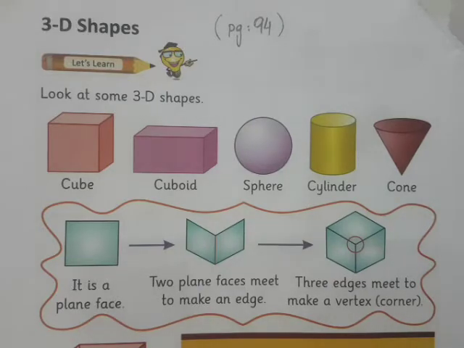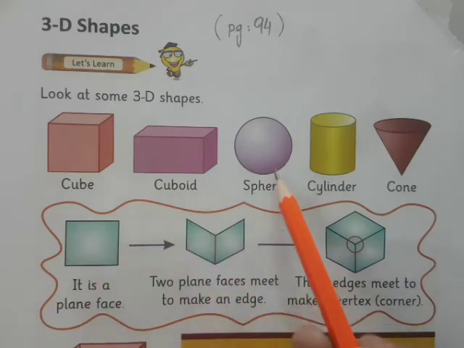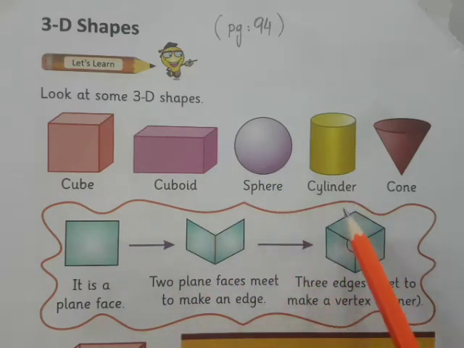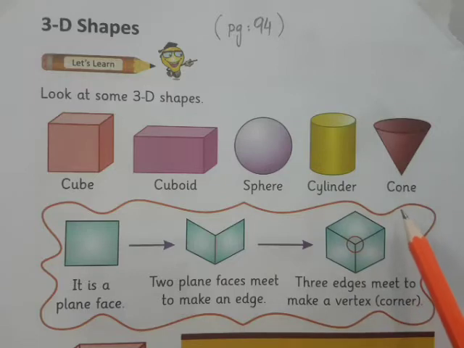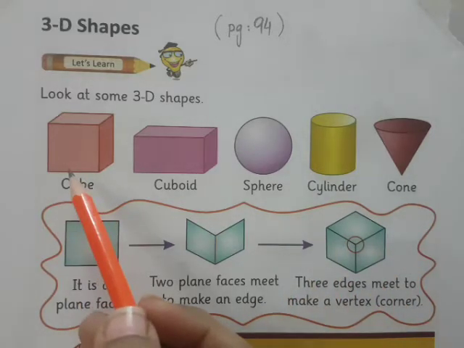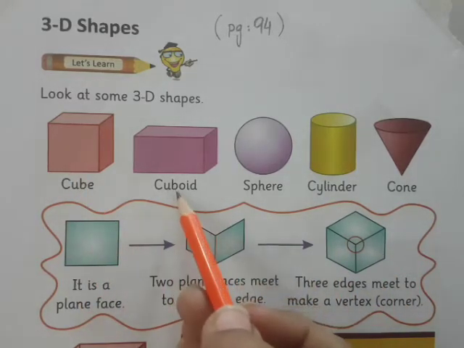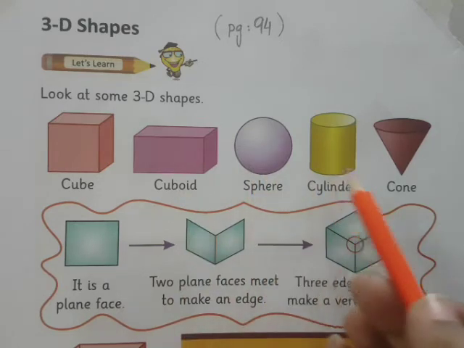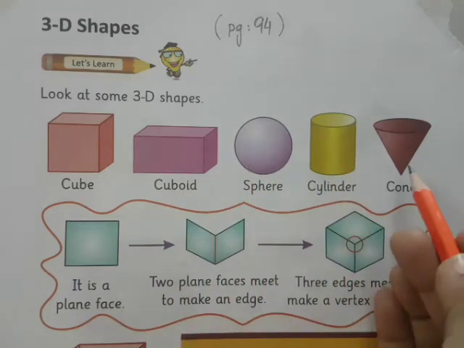Let's look at some of the 3D shapes. Cube, cuboid, sphere, cylinder, cone. Repeat after me: cube, cuboid, sphere, cylinder and cone.